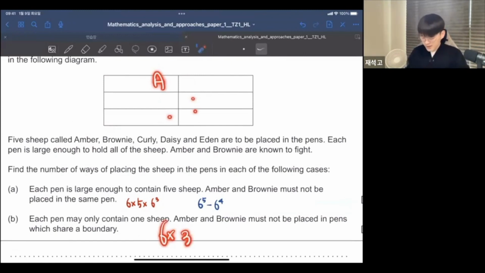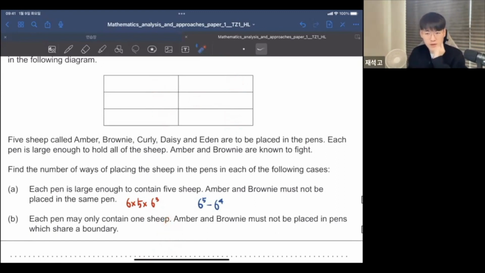If you multiply it by 3, why doesn't it work? What's the reason? This means that Amber can go in any of these 6 places. Then, when you put Brownie, are there always 3 options? If A is here, then 3 things are true. If A is here, then 3 things are still true. But if A is here, then there are 2 possible places where Brownie can go, here and here. So it's divided into 2 cases. That means we can't multiply 6 initially, right? We have to count it directly, don't we?